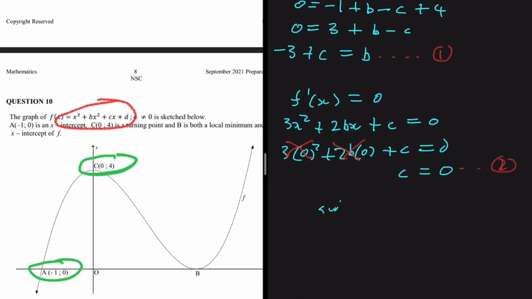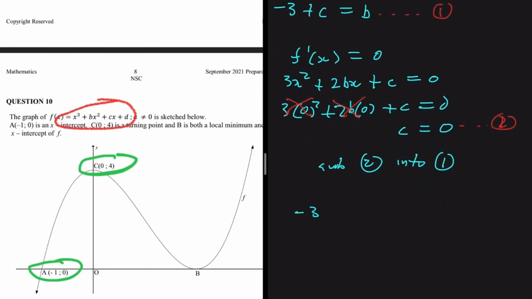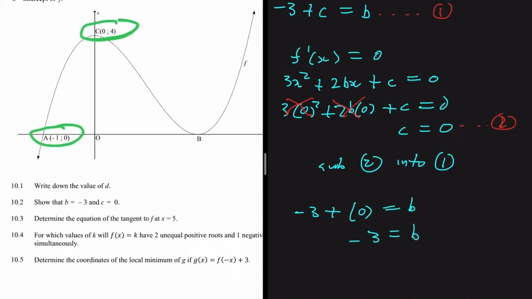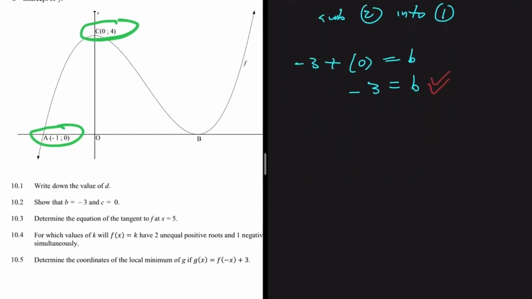Now let's sub equation 2 into equation 1. So we're going to get minus 3 plus, we know that c is 0, is equal to b. So minus 3 is equal to b. And that's exactly what we are asked to prove, right? So yeah, there we go. We just solved the problem.